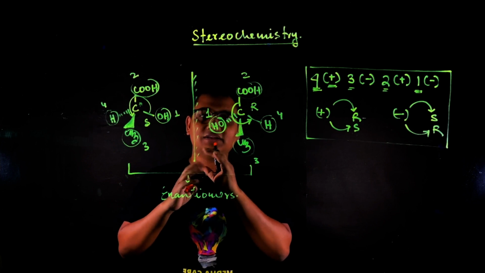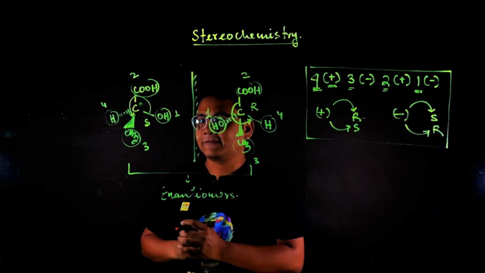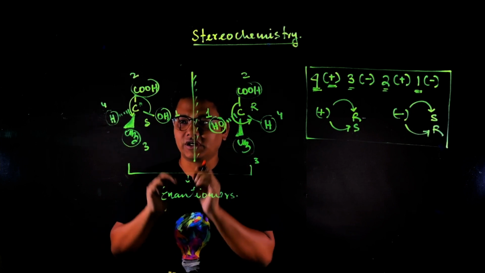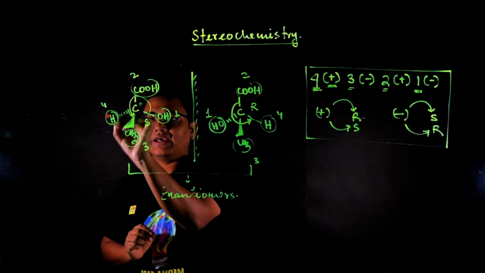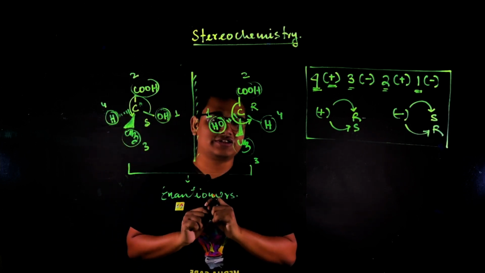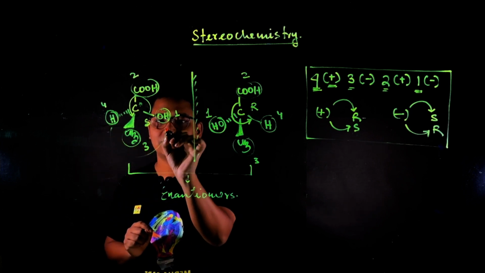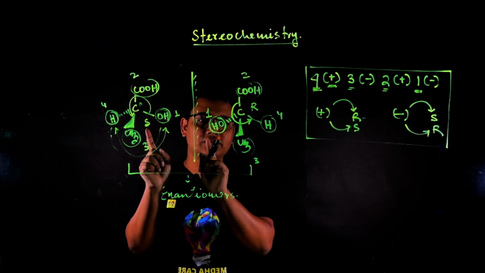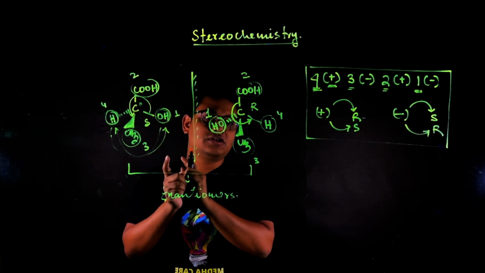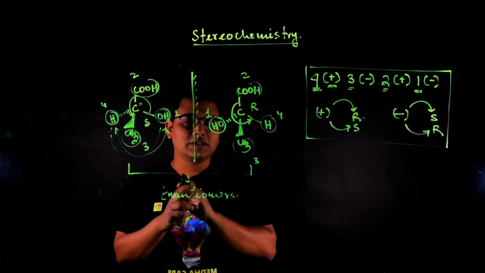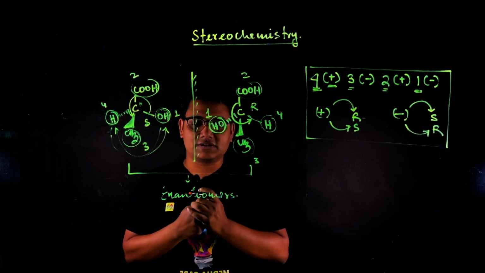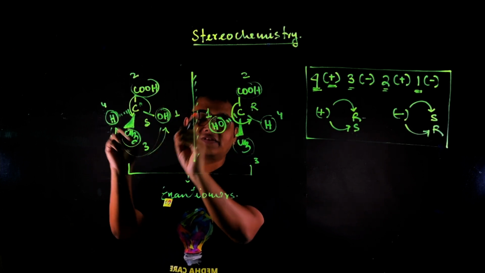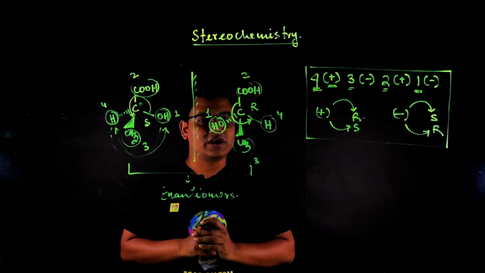Another quick trick you can use here: suppose in these two structures, what is the difference actually? The difference is that the positions of H and OH are exchanged. You can see that H is placed here and OH is placed here. So these two groups' positions are exchanged, we call it a single exchange. If you have a single exchange in the molecule, then the configuration of the molecule will be inverted. So here if it is S configuration, then after the single exchange, it will be R configuration. We can see that here.